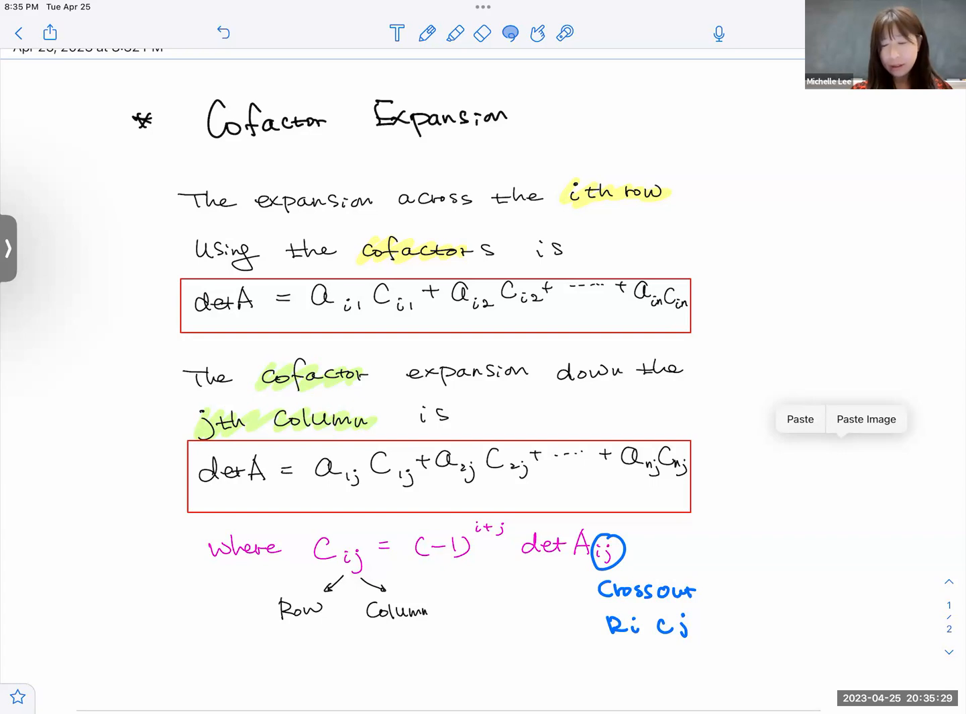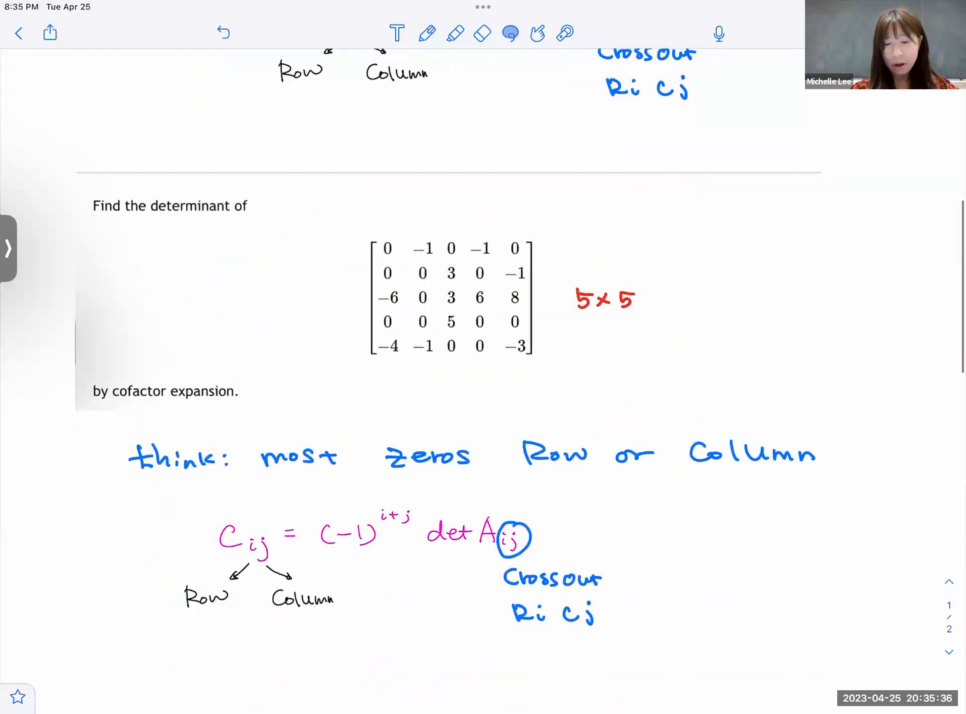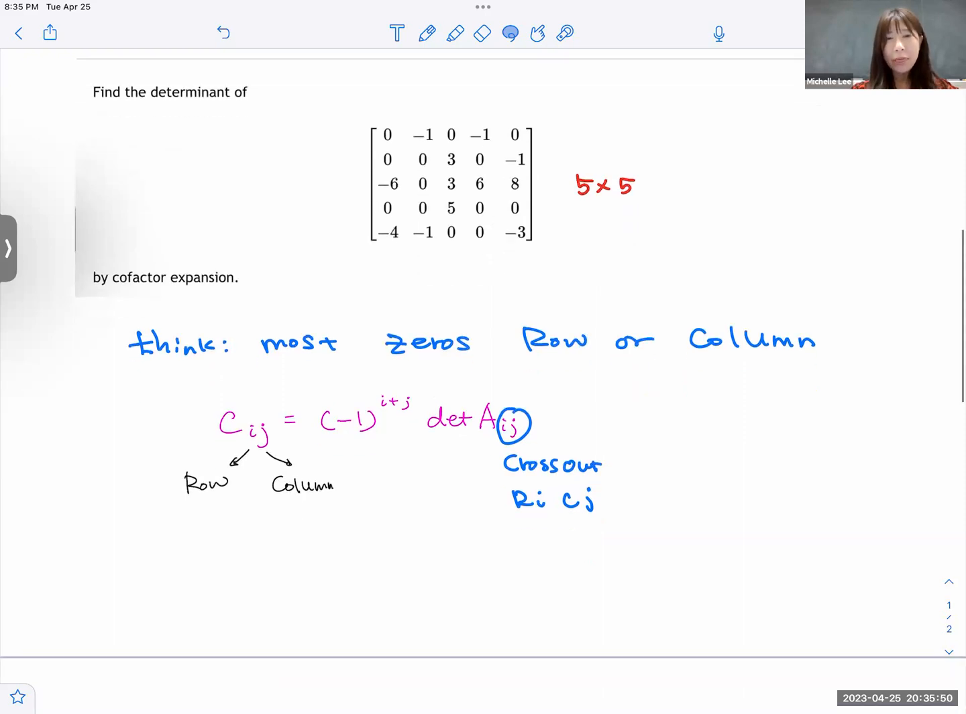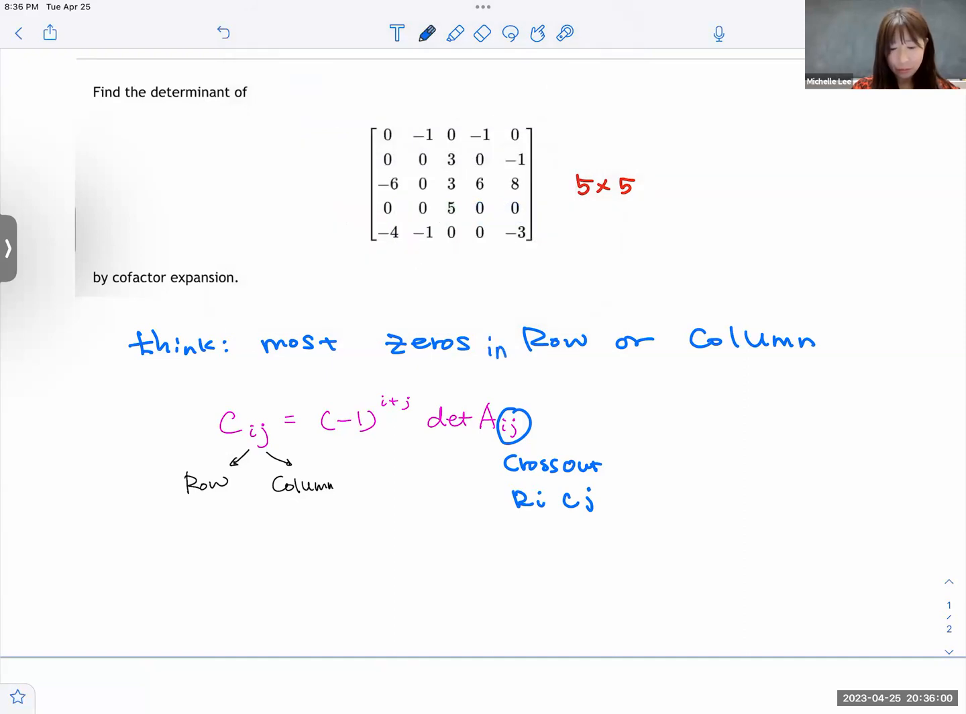So let's do an example so that we understand what this means. I brought up the problem here. This is a 5 by 5 matrix, right? We need to find the determinant by using cofactor expansion. So we look for the most zeros in a row or column. Okay, this is the easiest one.